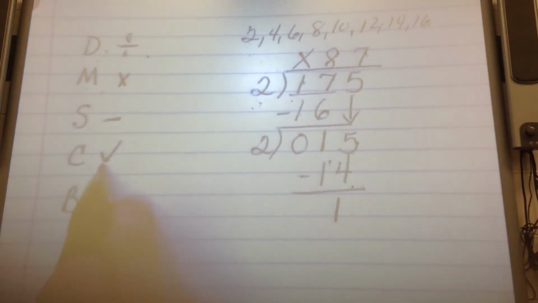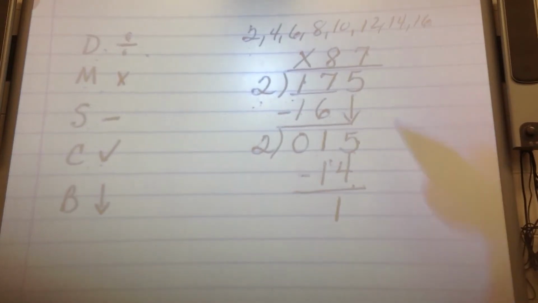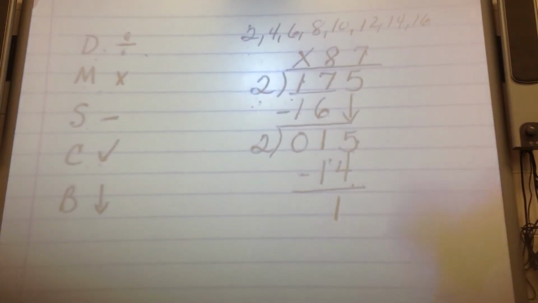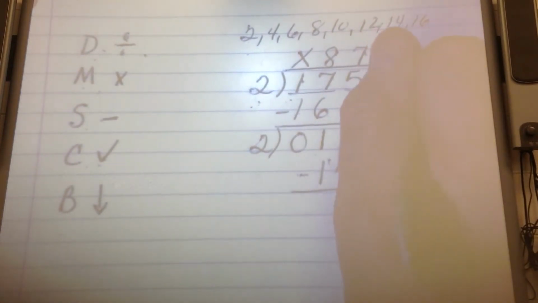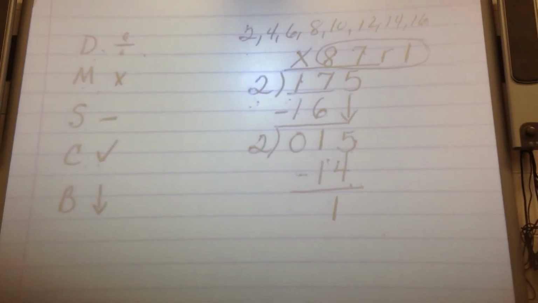We're going to check. Is 1 less than 2? The answer is yes. So we're going to bring down, but there's nothing left to bring down. That tells us that our problem is over. We have a remainder with our quotient. Now we'll try one more.